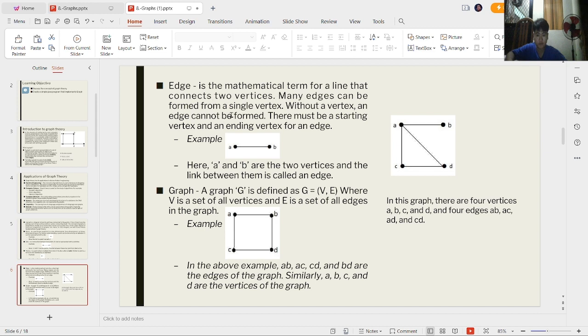Many edges can be formed from a single vertex. Without a vertex, an edge cannot be formed. There must be a starting vertex and an ending vertex for an edge. For example, this is A, this is B, and this is an edge. A graph G is defined with V as all vertices and E as the set of edges. For example, A connects to B, B connects to D, D connects to C, and C connects to A.